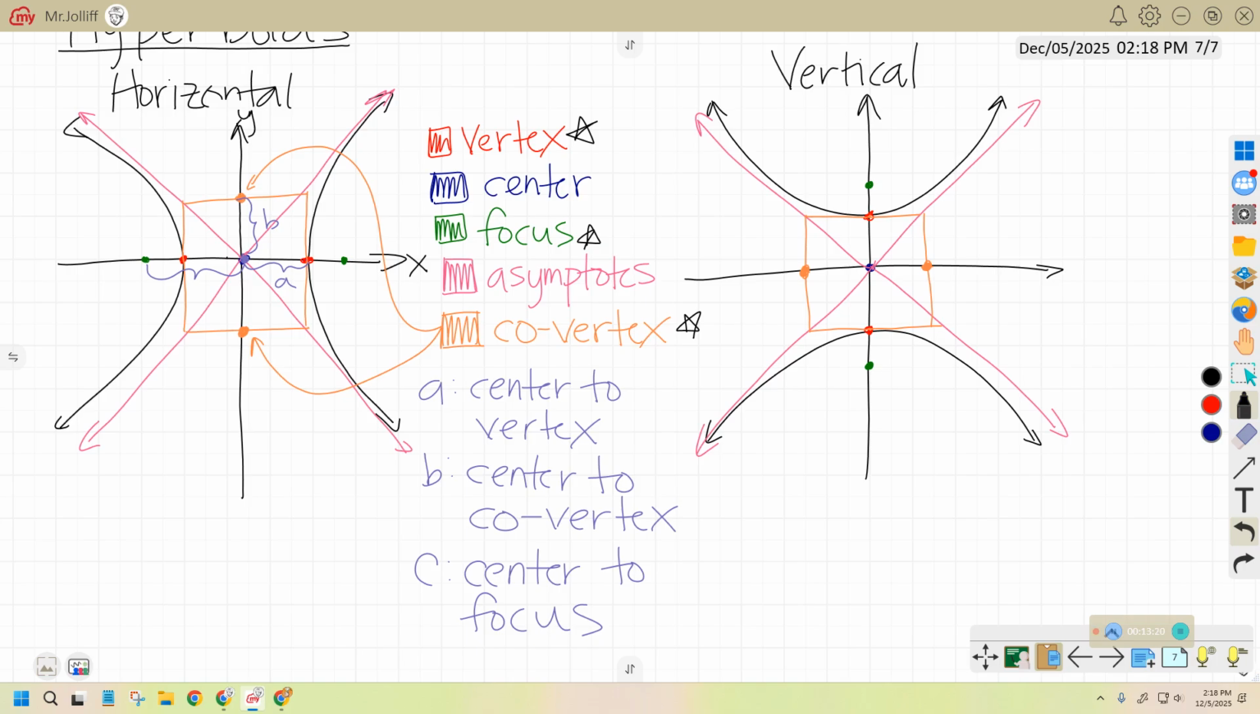The relationship between A, B, and C is Pythagorean's theorem, which is what? B squared equals C squared, yeah. So those 3 numbers follow that relationship. If you have 2 of them, you can find the 3rd. If you start with an equation, you'll have A and B, you can find C. If you start with a graph, you'll have A and C, you can find B.